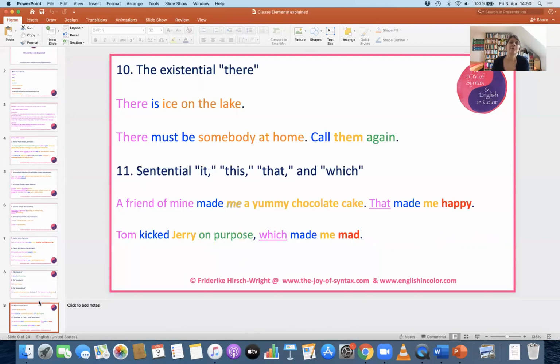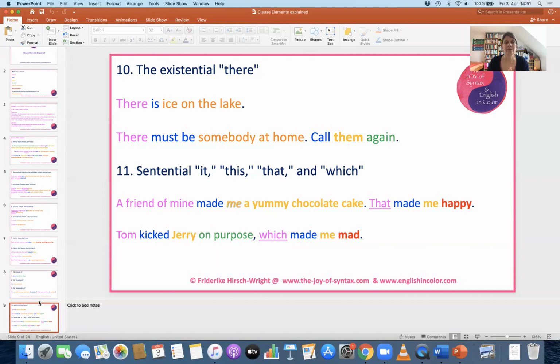Okay, now two more kinds of subjects. We have the existential there. There is, of course, normally an adverb: I can see a man over there, or he is over there, or he's there. Then there is an adverb serving as adverbial, which will be explained in a minute. But it can be a kind of grammatical subject. There is ice on the lake. We don't say ice on the lake exists or ice on the lake is there. It's not meant spatially. It simply means there exists ice on the lake.